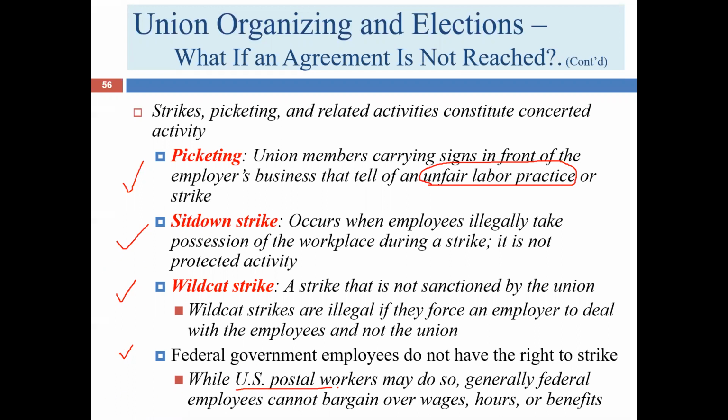U.S. postal workers may strike, but generally speaking, U.S. postal workers may bargain collectively. But most federal employees cannot bargain over wages, hours, and benefits. And the same is true for Texas employees. Texas private employees can bargain certainly, but Texas government employees cannot bargain. And as a result, we don't have many organized state employees in the state of Texas.